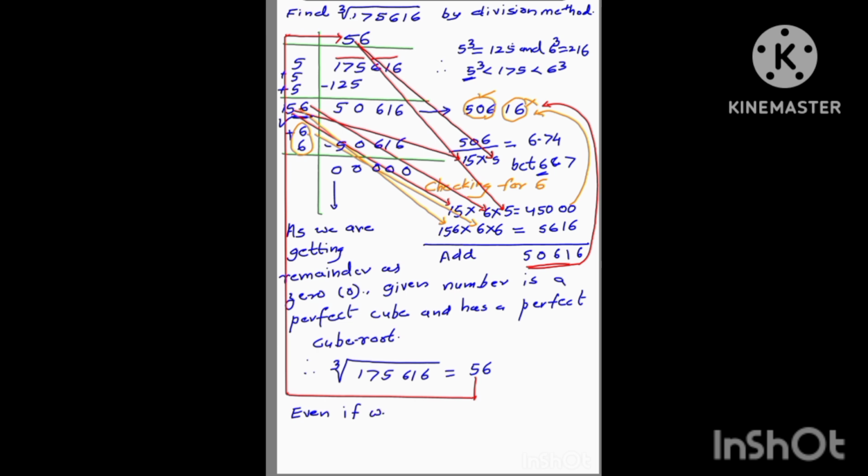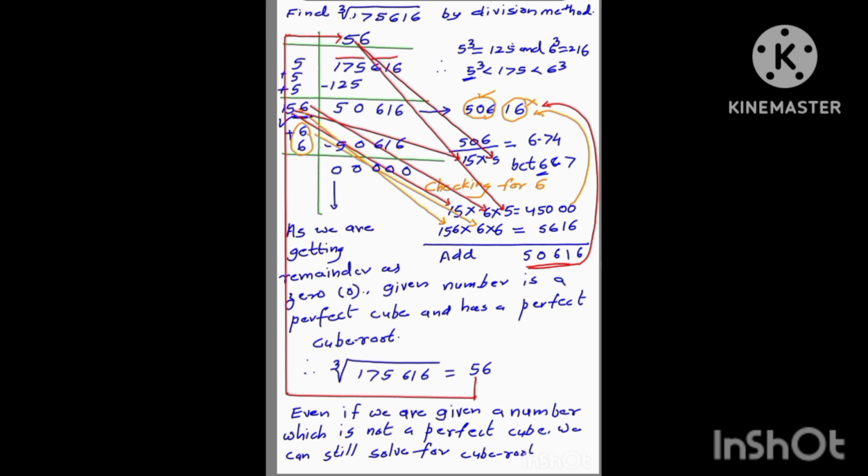Okay, go to this comment. It says that even if we are given a number which is not a perfect cube number or doesn't have a cube root, still we can solve it with this method and find the nearest lesser or greater number which is a cube number or has a cube root. We will see such examples ahead. Okay, thank you.